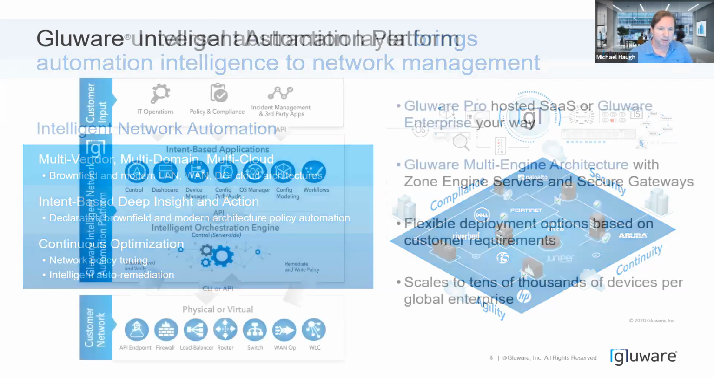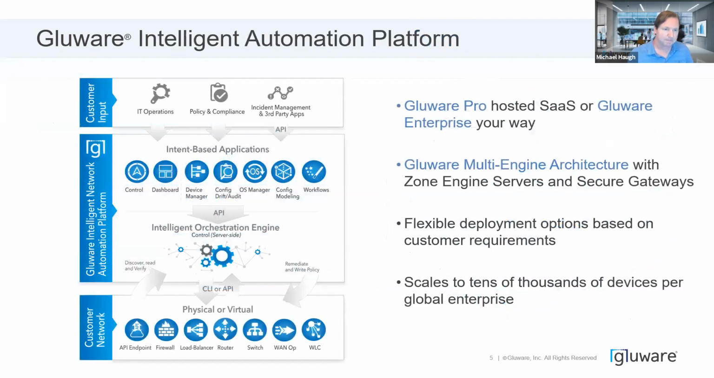So to jump into it a bit more, I kind of refer to this as our marketecture. It's not really a full-on architecture slide, but what I want to point out is that Gluware has and runs on what is referred to as our intelligent orchestration engine. This is really where the intellectual property resides of Gluware, and this is where we are processing and treating the network as data, right?